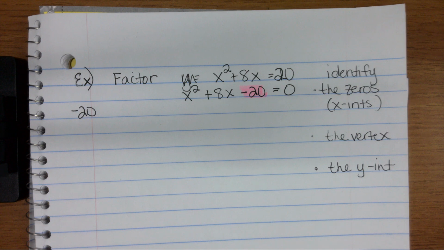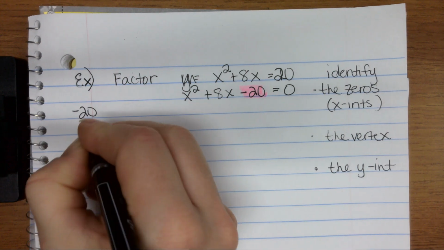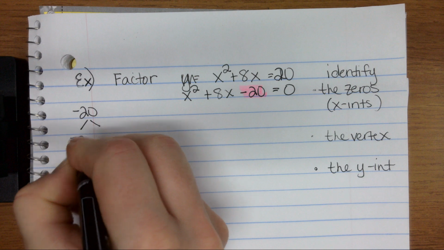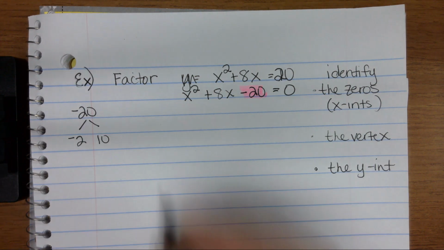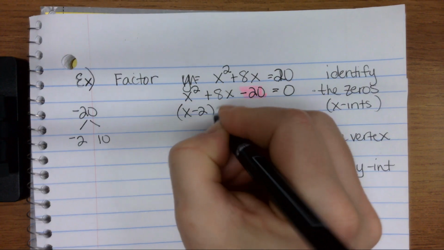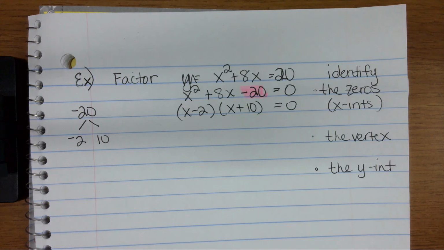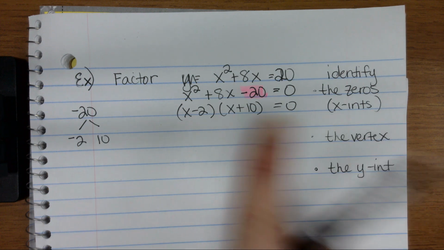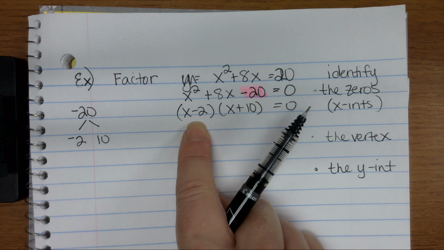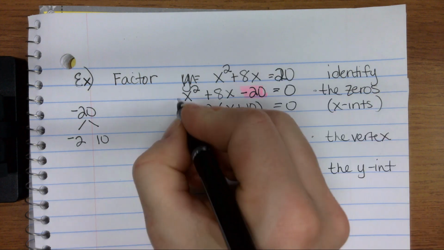Dylan, what'd you guys say? x minus 2, and x plus 10. Yeah, negative 2 and 10. x minus 2, x plus 10 equals 0. Now, if you're comfortable with the x is a liar thing, then go right to what the x-intercepts are. If you're not, you can actually set them equal to 0. Okay, so this is my factored form.